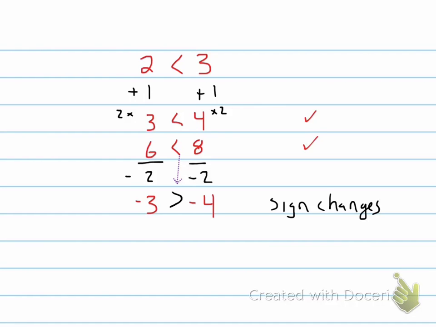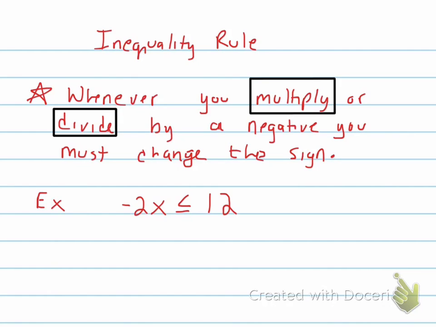So, here, let's go to the rule. Inequality rule: whenever you multiply or divide by a negative, you must change the sign. So, here's my example. Copy this down as I show you the example.